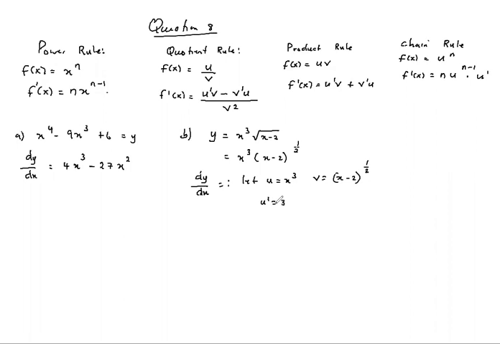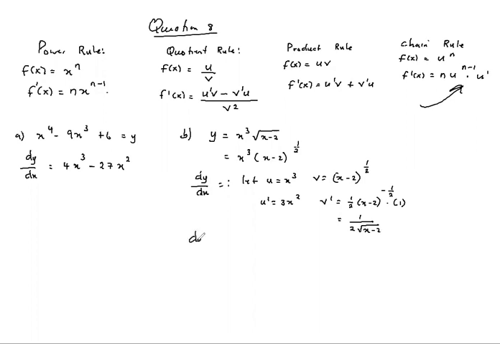To find u prime, it is 3x squared. To find v prime, you bring the half down, and then for the x minus 2, subtract a 1 from half, you get negative half, and then multiply by the derivative of the inside, which is 1. So this just gives us 1 over 2 root of x minus 2, because if the power is negative, you can take it down. Now half is the same as the square root, so the square root will be in the denominator.